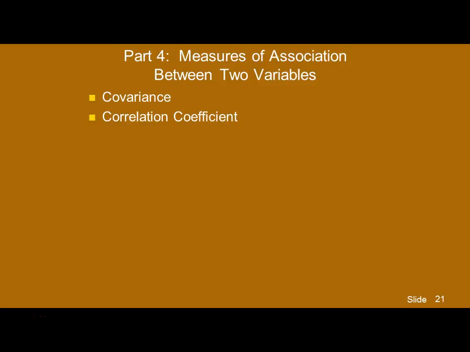Hello, this is your instructor, Tom Perepsky again, and this is the last part of Module 3, Part 4. We're going to look at association between two variables. We're going to look at something called the covariance and something called the correlation coefficient.